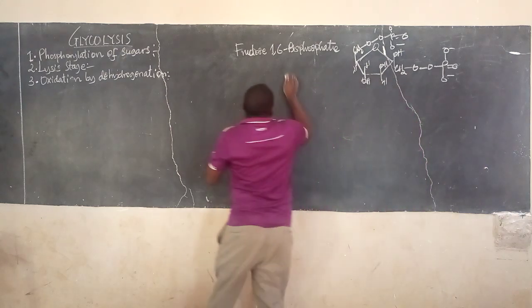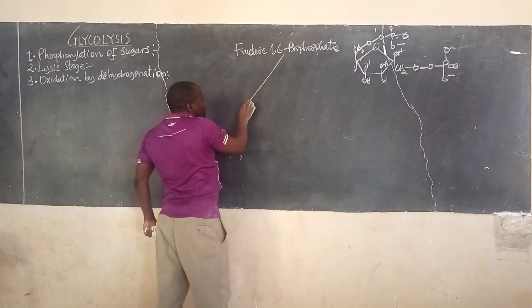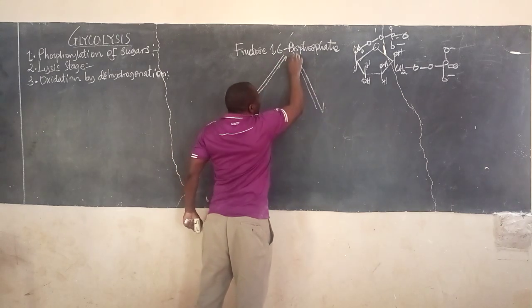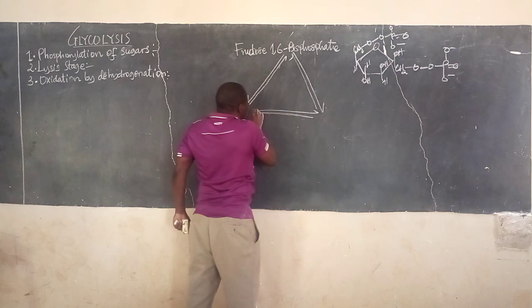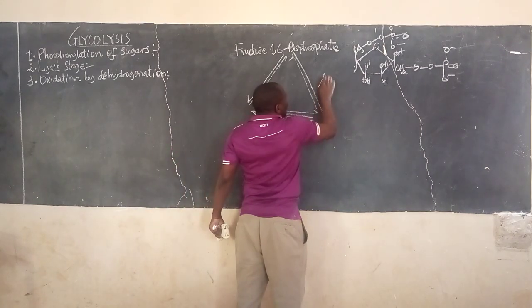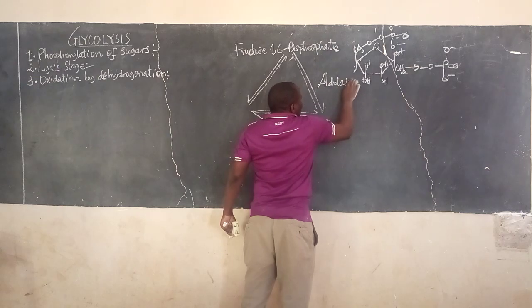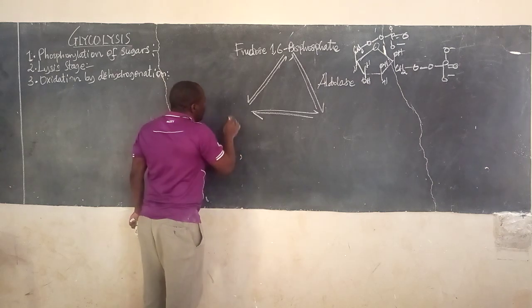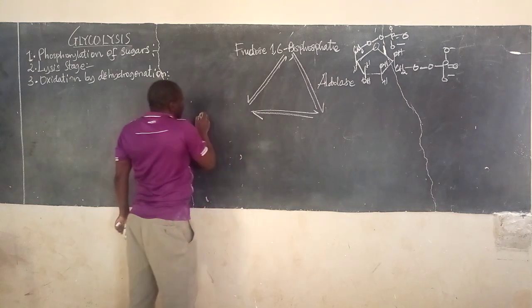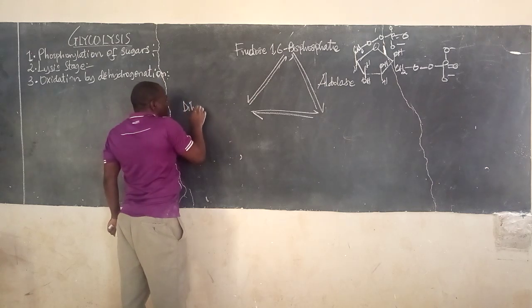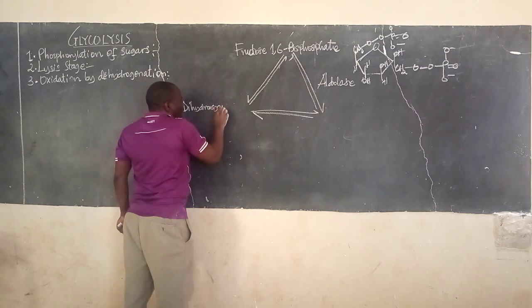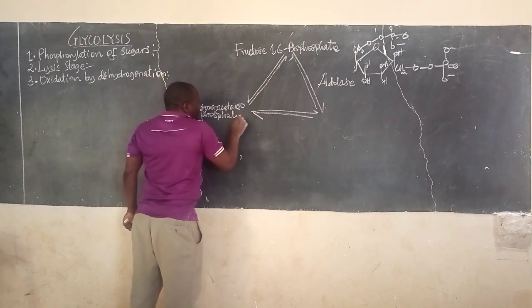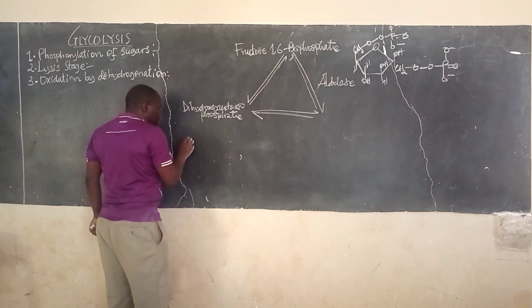Now the next stage is the lysis, whereby fructose 1,6-bisphosphate, in the presence of the enzyme known as aldolase, is going to be cleaved into three carbon sugars. The first one is dihydroxyacetone phosphate, which is written like this.